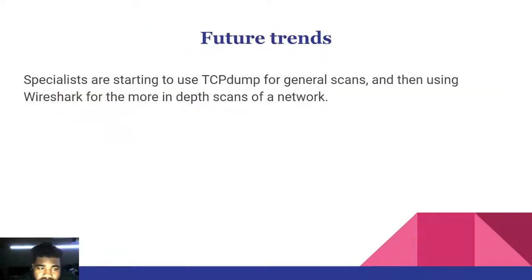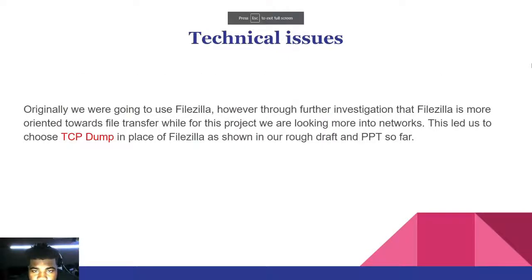Future trends. Specialists are starting to use TCPdump for general scans and then using Wireshark for more in-depth scans of a network. Technical issues. Originally, we were going to use FileZilla. However, through further investigation, FileZilla is more oriented towards file transfer, while in this project we are looking more into networks. This led us to choose TCPdump in place of FileZilla, as shown through our rough draft and PowerPoint so far.